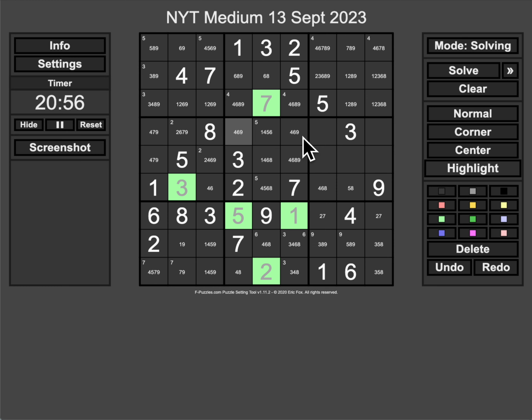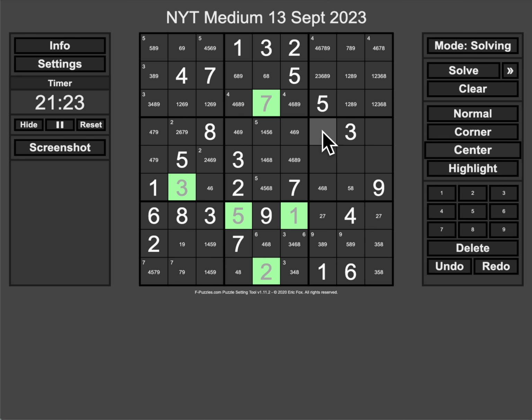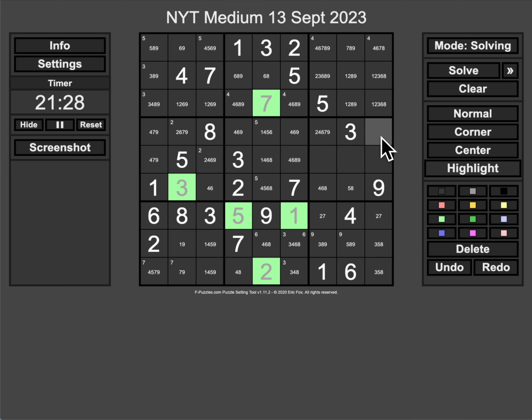Let's see, this is a 4, 6, 9, this is a 4, 6, 9, and one of these is going to end up as a 4, 6, 9. But I don't think I know which one. This one cannot be 1, 3, 5, or 8. This one cannot be 3, 8, or 9.